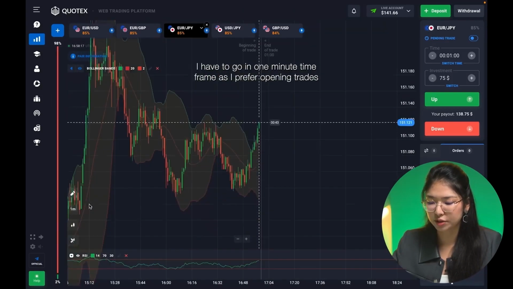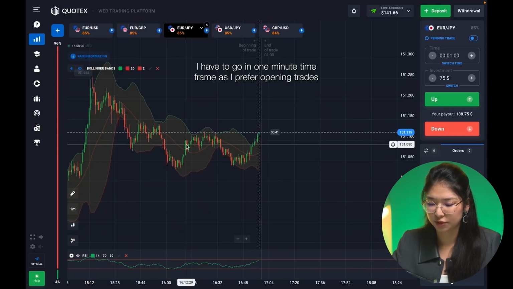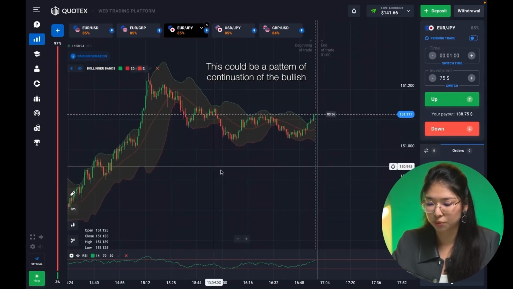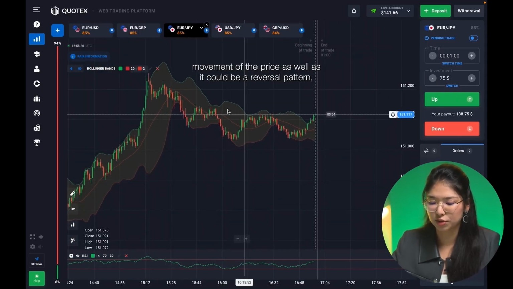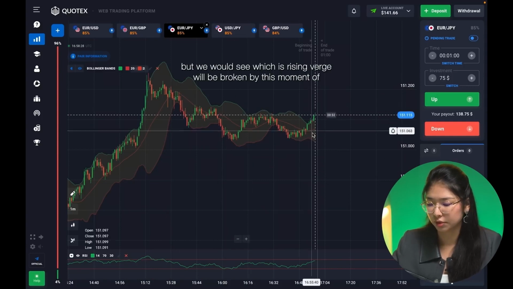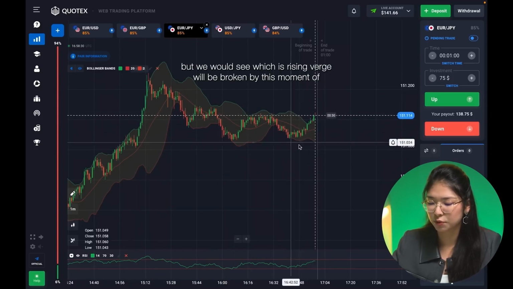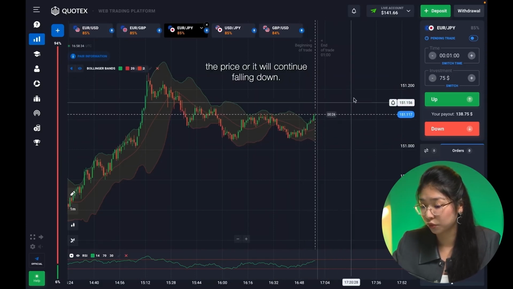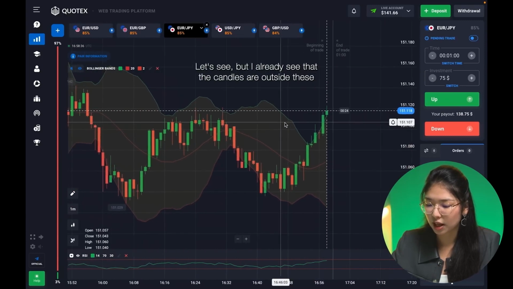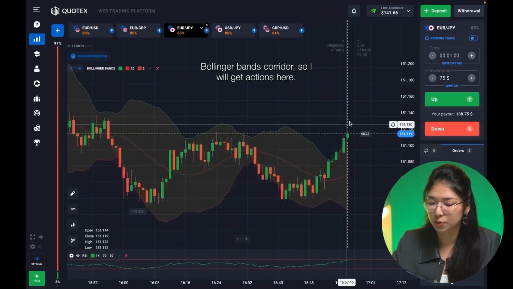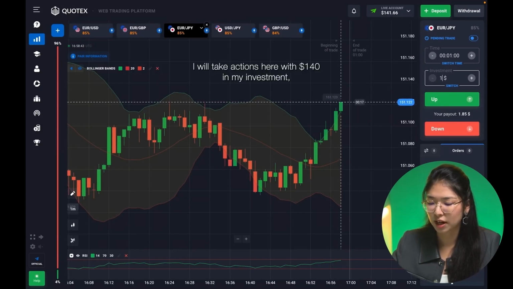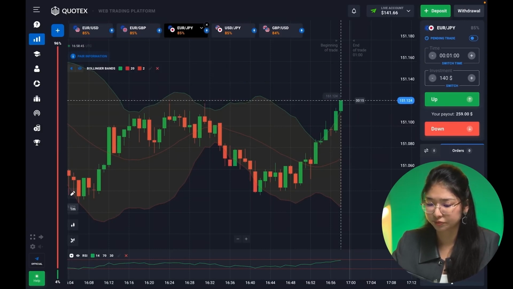I have to go to the 1 minute time frame as I prefer opening trades for 1 minute only, and this could be a pattern continuation of the bullish movement of the price, as well as it could be a reversal pattern. But I will see whether this rising edge will be broken by the price, or it will continue falling down. So let's see, but I already see that the candles are outside the Bollinger Bands territory and I will take actions here with $140 in my investment. And be ready for call option right now.